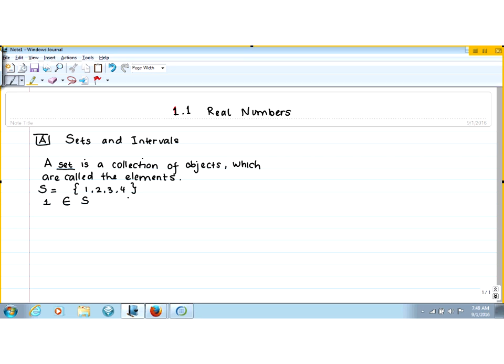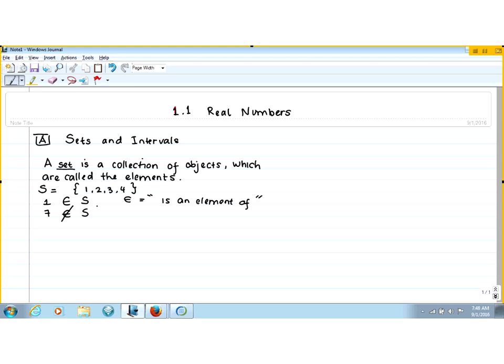So this symbol, you have probably seen this. This is "is an element of", right? So it's like an epsilon. It's a Greek letter. Okay. And how do we say it's not an element of? So we will just say 3 is not an element of S. All right.